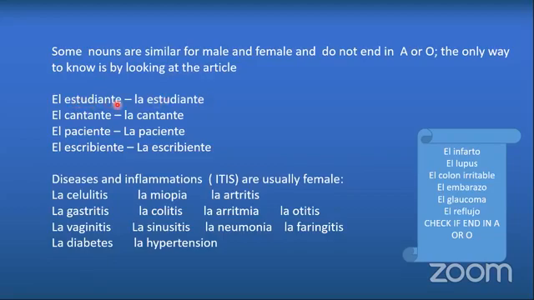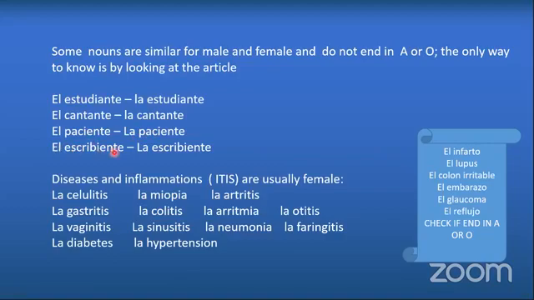El estudiante, la estudiante. The noun is the same, the student. But how do we know if it's male or female? By the article. El estudiante probably is a boy, right? La estudiante most likely is a girl. The singer, el cantante, la cantante. The patient, el paciente, la paciente.